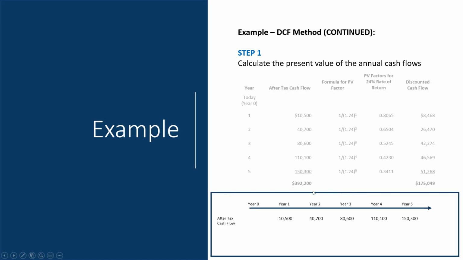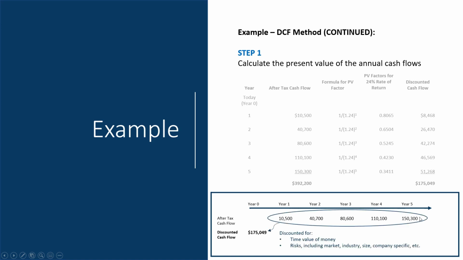Here's another way to illustrate your cash flows. Year one, year two, year three, all the cash flows are laid out. But just to show you visually, to take all those cash flows into the future projected anticipated amounts, discounting back to today, here is the discounted amount.